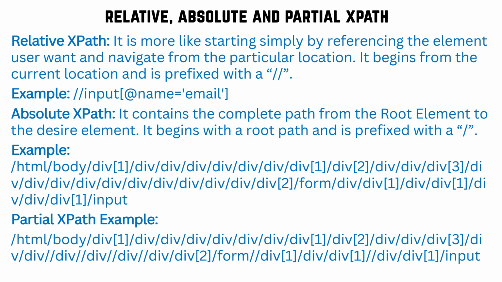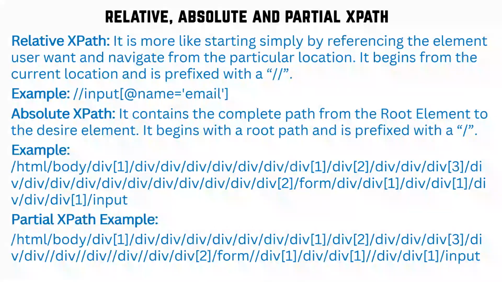But what is the problem? In case anything gets changed in the middle, that will never work. So that is the problem of absolute XPath. It contains the complete path from the root element to the desired element. It begins with the root path, a single slash. That is the reason it is not recommended to use it.